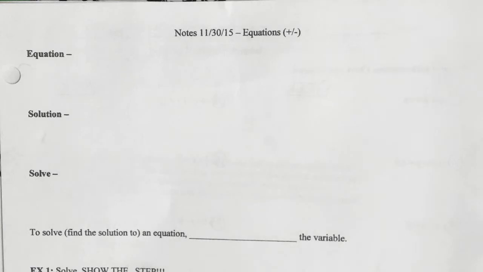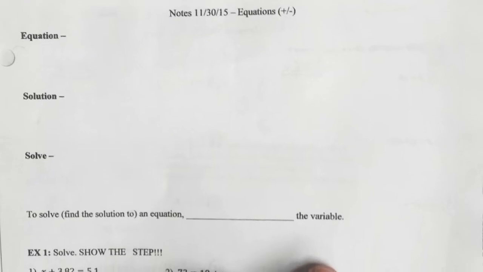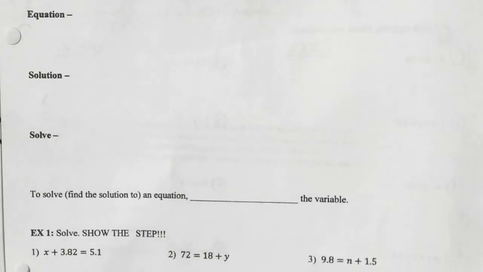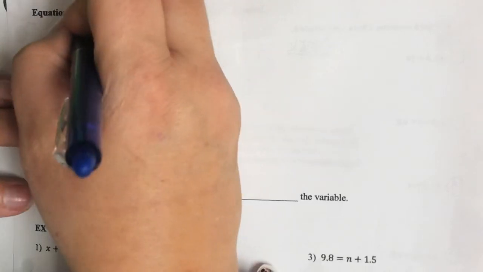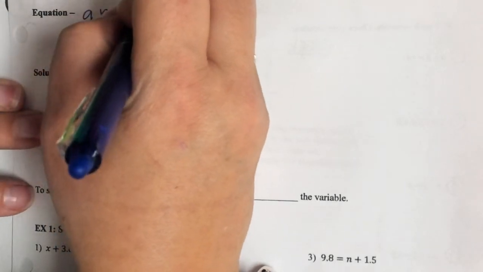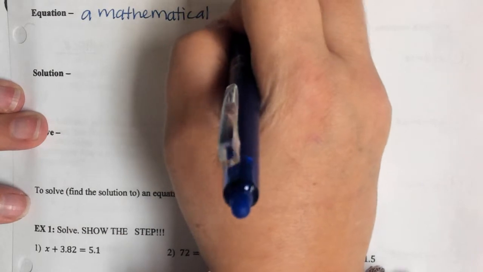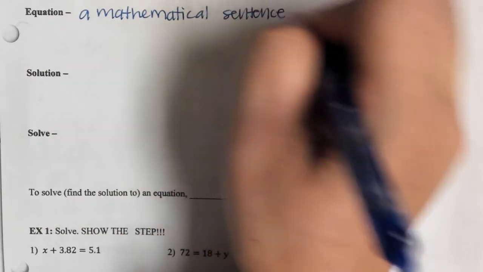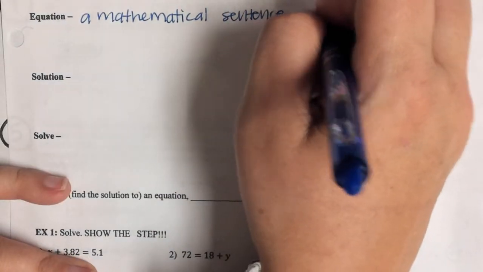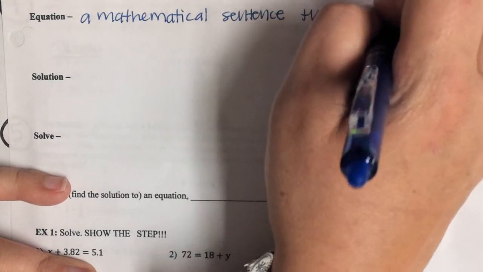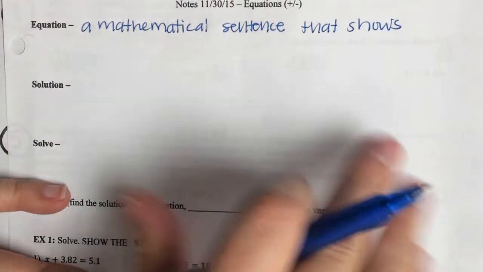Okay, so we're moving on from expressions to equations. Now, when we look at the word equation, what do we hear? Equal. Equal, very good. So an equation is a mathematical sentence that shows expressions.